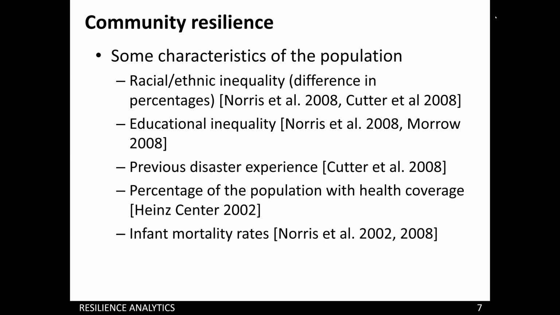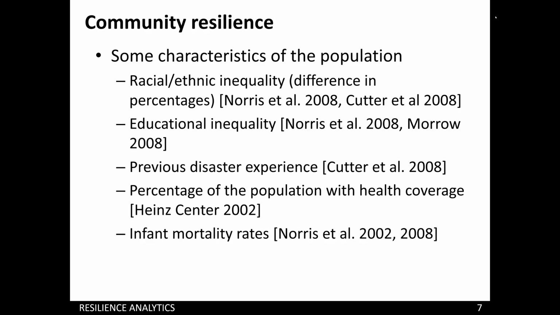And they are certainly put together by people who have studied this issue far more than I have from a social science perspective. So I'm going to have to rely on their research. Okay, so there's some characteristics of the population. For example, inequalities that may exist among races in a particular location, right? The wider that disparity, perhaps the less resilient that community might be.